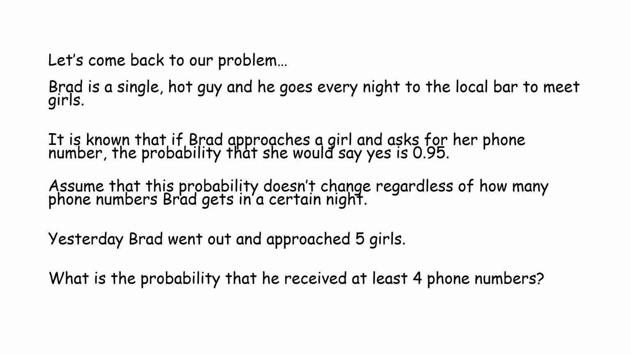So let's come back to our problem and see how the binomial distribution can help us to solve it. What do we know? We know that the probability that Brad will get a yes is 95%. This is our p. We also know that Brad approached 5 girls, which means n equals 5. What is the assumption here? Assume that this probability does not change regardless of how many phone numbers Brad gets in a certain night. That means that the trials are independent, and every time p will be equal to 95%. So that means we can use the binomial distribution to solve the problem.